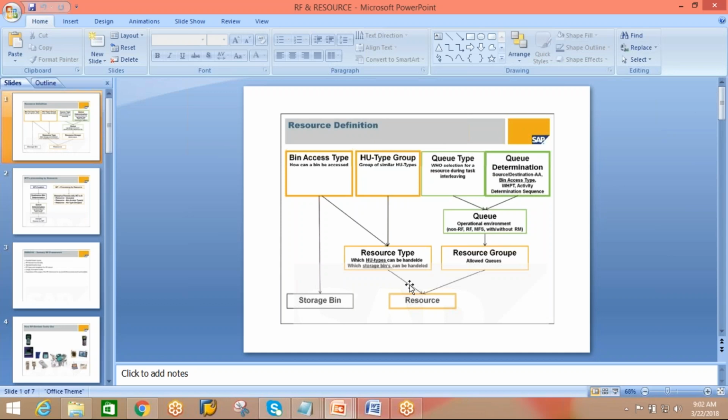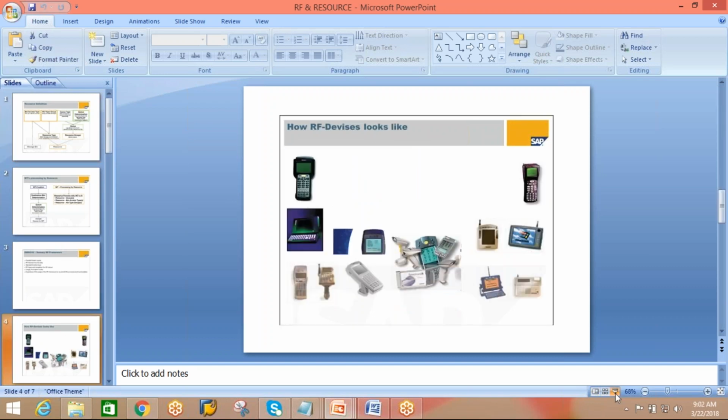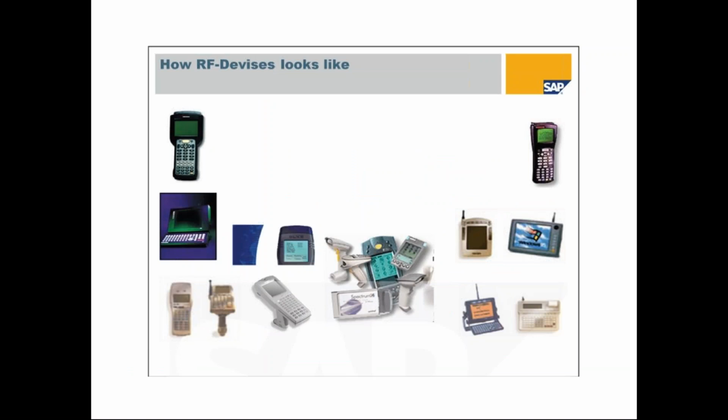From today onwards, we are entering into the RF environment, radio frequency environment. That is nothing but the mobile devices. As of now, what we are doing is confirming the warehouse orders in the GUI environment, in our laptop or system, through the monitor or whatever it may be. Instead, we will confirm the warehouse orders through RF devices.